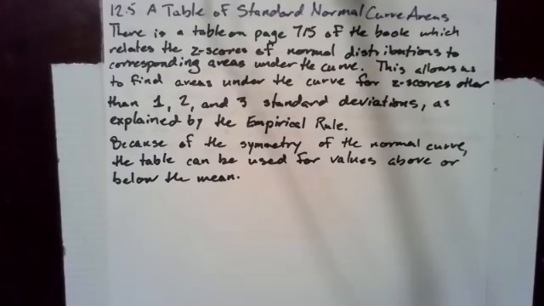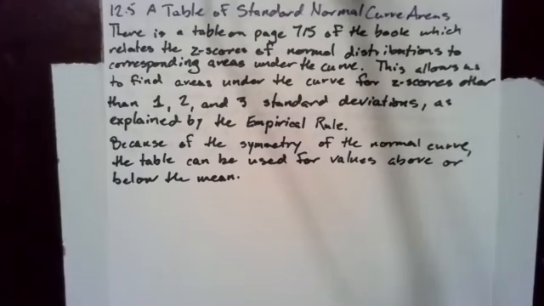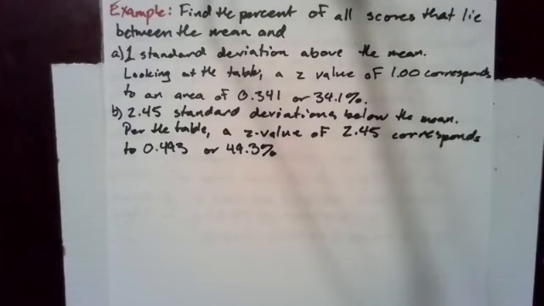In this video, we'll discuss a table of standard normal curve areas. There is a table on page 715 of the book which relates the z-scores of normal distributions to corresponding areas under the curve. This allows us to find areas under the curve for z-scores other than 1, 2, and 3 standard deviations, as explained by the empirical rule. Because of the symmetry of the normal curve, the table can be used for values above or below the mean.